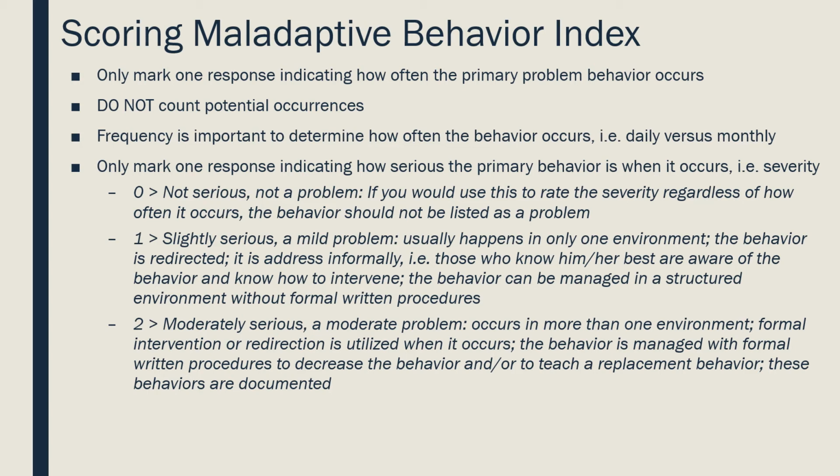Mark a 2 when it's moderately serious, a moderate problem. This occurs in more than one environment. Formal intervention or redirection is utilized when this occurs, and the behavior is managed with formal written procedures to decrease the behavior and to teach a replacement behavior. These behaviors are documented. These will be your behaviors that are addressed in a behavior support plan, and data collection is taking place on the problem behavior.